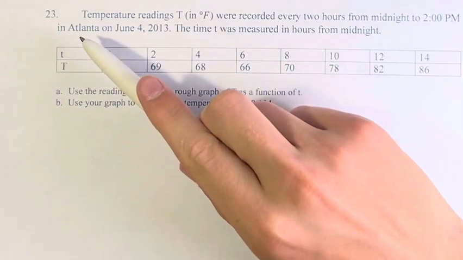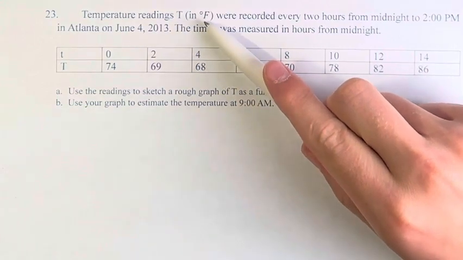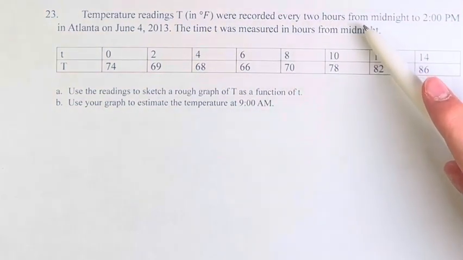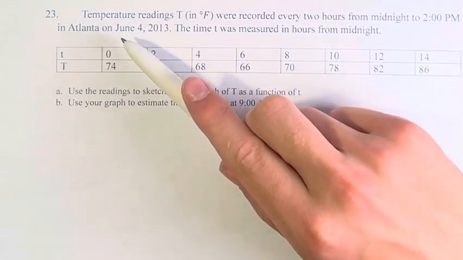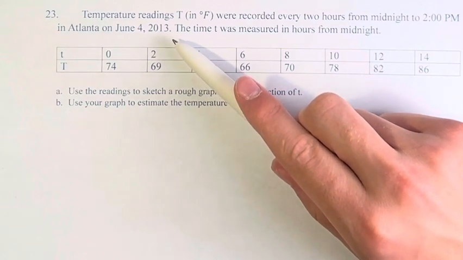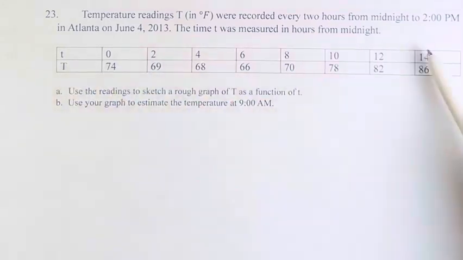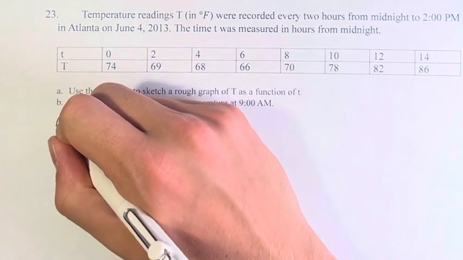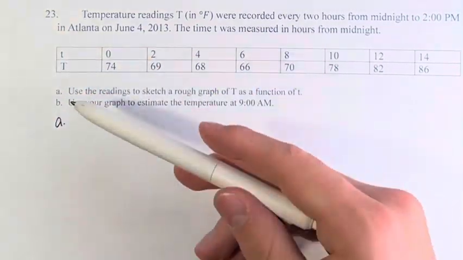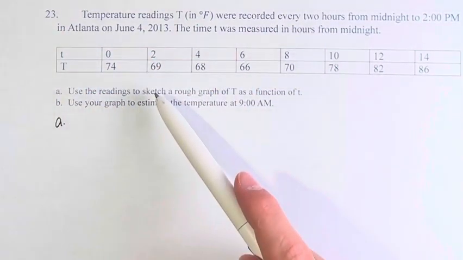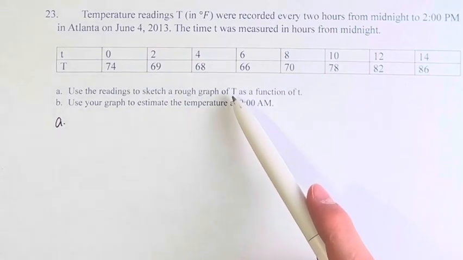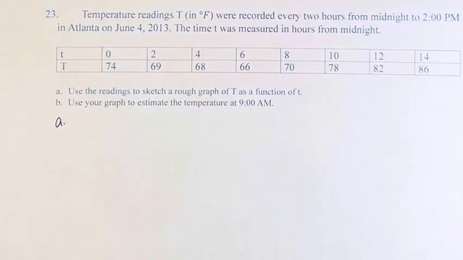In this problem, we're told that temperature readings T in Fahrenheit were recorded every 2 hours from midnight to 2 p.m. in Atlanta on June 4th, 2013. The time t was measured in hours from midnight. We have our values, lowercase t for time, uppercase T for temperature. So in part A, we're asked to use the readings to sketch a rough graph of T, temperature, as a function of t, time.